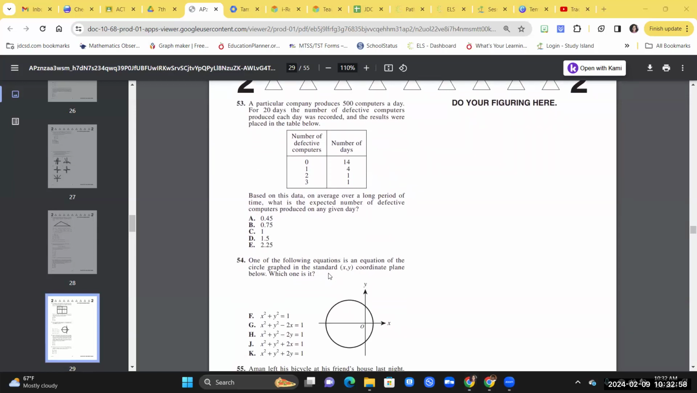The company produces 500 computers a day. For 20 days, the number of defective computers produced each day is recorded and the results placed in the table below. Based on this data, on average, over a long period of time, what is the expected number of defective computers produced any given day?